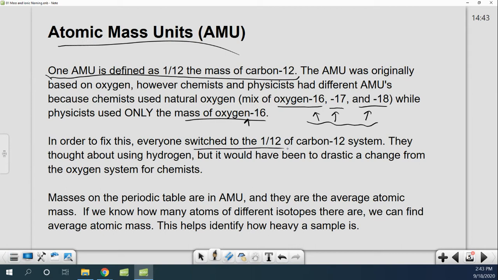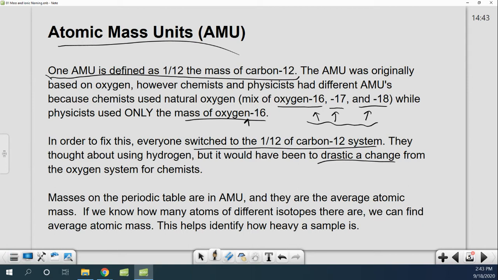They ended up switching to 1/12 of the carbon-12. So the chemists kind of bit the bullet, said, fine, we won't use natural carbon. We'll use only the carbon-12 isotope. And that made the physicists happy. They also managed to be a less drastic change from the hydrogen system, sorry. So it was a little different from their oxygen average, but not enough that would make a big difference. And so the chemists were okay with that.